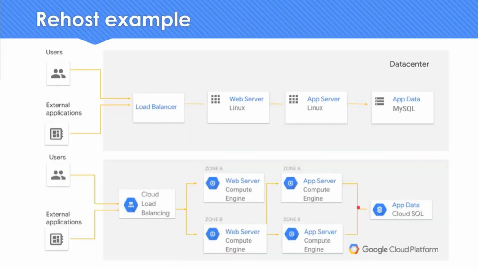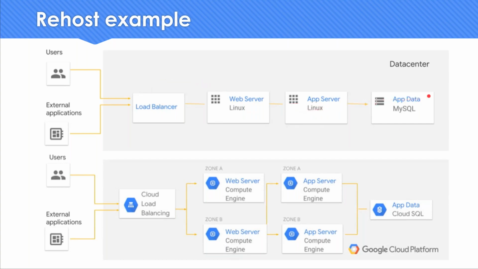So let me show you some simple examples of rehost, replatform, and refactor so that you get an idea. Now let's assume this is your on-premise system. So you basically have users, a load balancer, something like F5, some web servers to serve some static content on a Linux machine, some application server like Tomcat, JBoss, WebLogic, those kind of things, and a traditional database, MySQL.